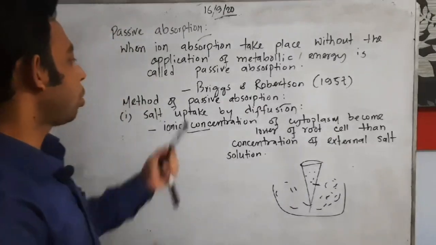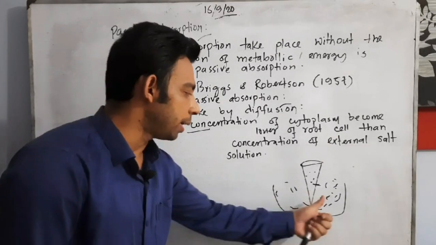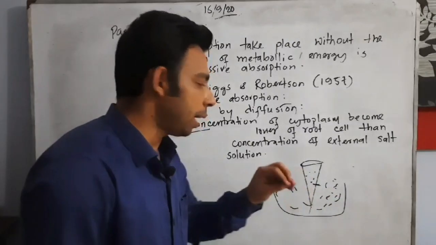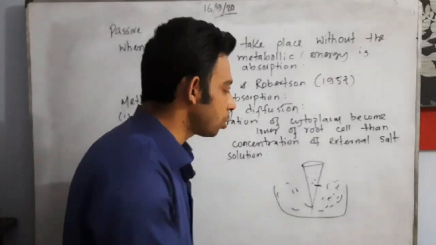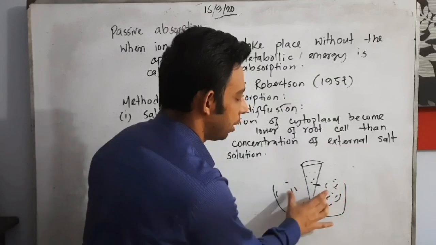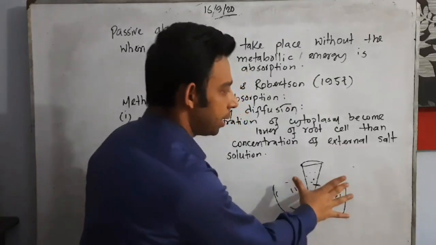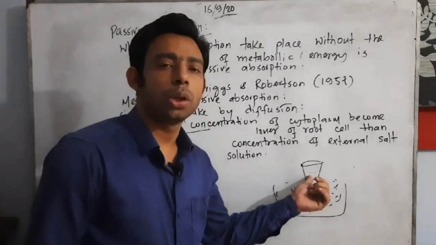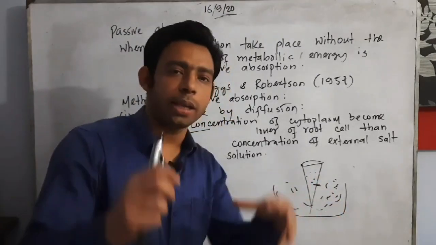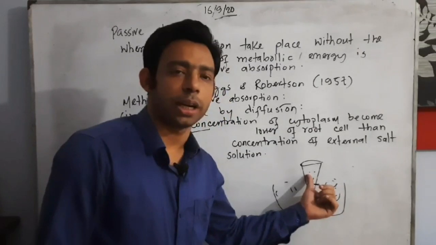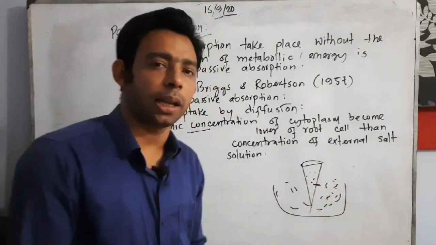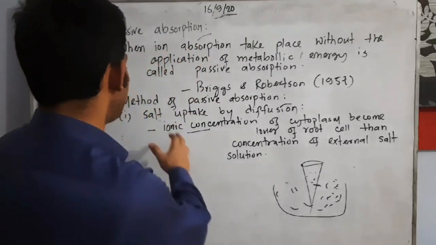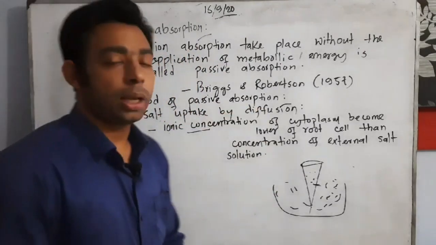So this is the salt uptake by diffusion process. Why and how is it going on? Because the concentration in the outer part of the root is actually more, and inside it is very low. So when uptake is done from the high concentrated area to the low concentrated area, we can say it is a diffusion process. So in this way, salt uptake by diffusion.